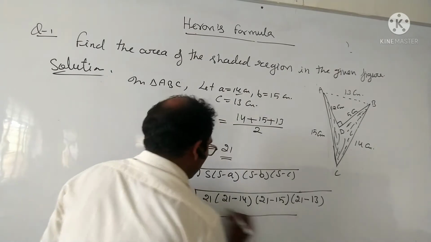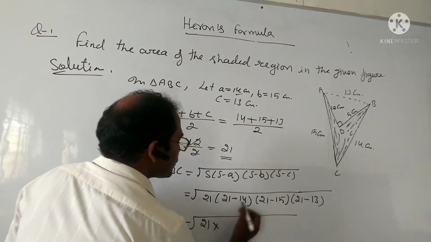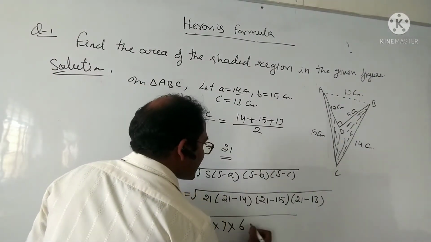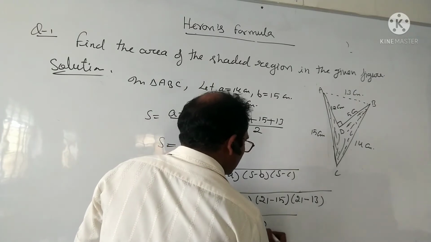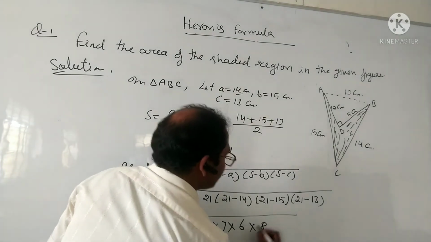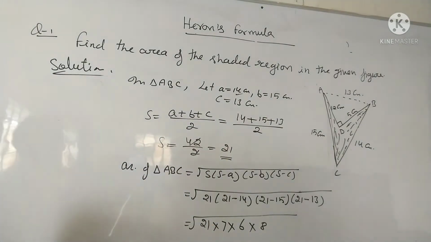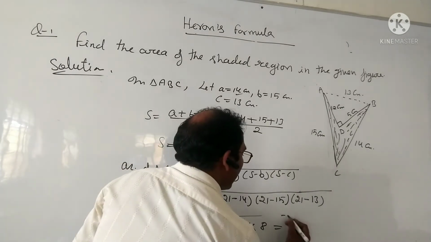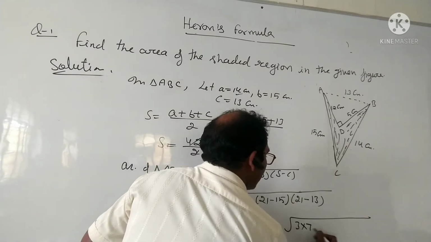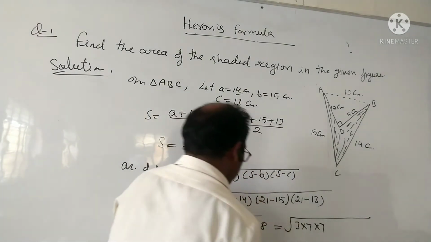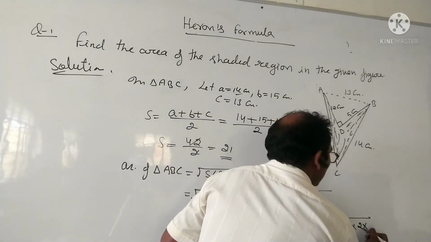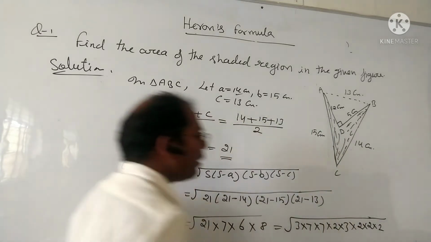So whatever will remain, write down here. 21 minus 14 is 7, into 21 minus 15 is 6, and 21 minus 13 is 8. Oh, sorry, 8. Now we can write these numbers as prime factors. 21 is 3 into 7, 7 as it is, 6 is 2 into 3, and 8 is 2 into 2 into 2. So these are the prime factors.